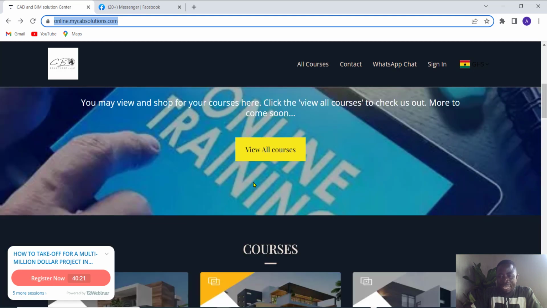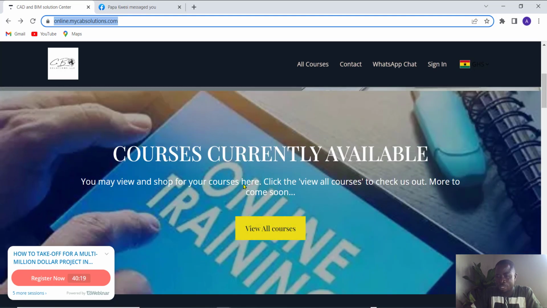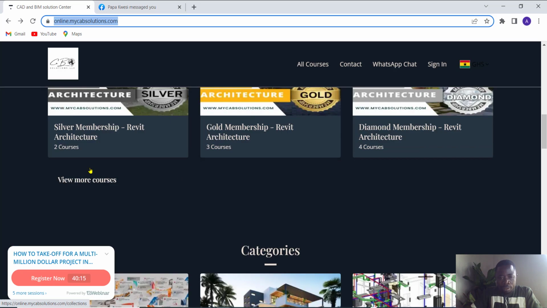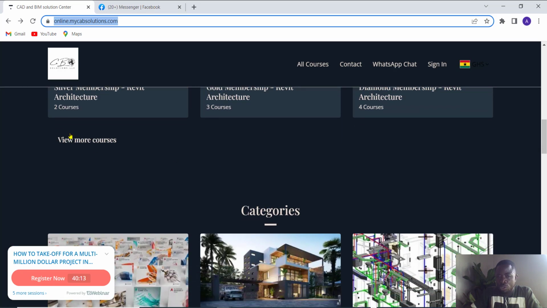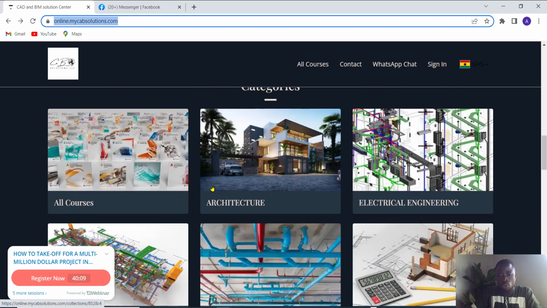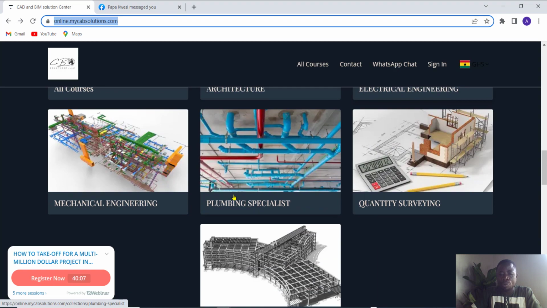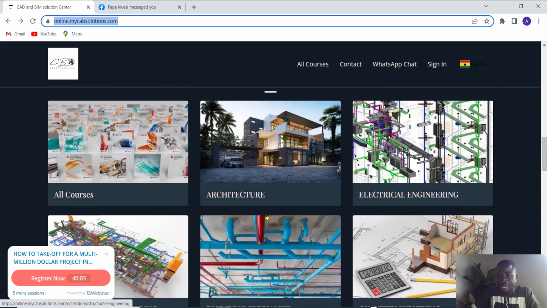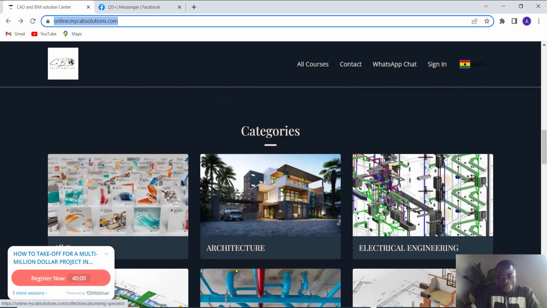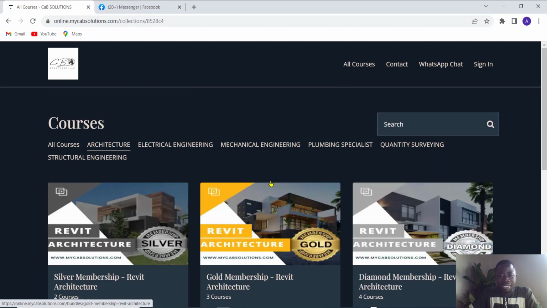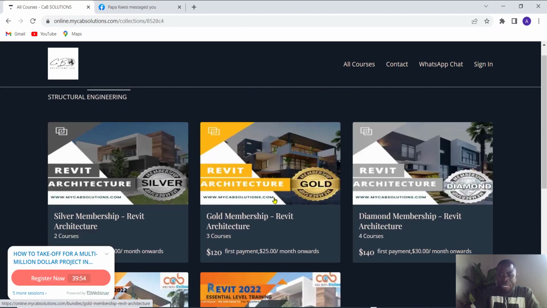Now, down here, you can view all the courses which are available. So the courses that we have, they are all here. As you move in, you can view more of the courses and you can see all of them. We've categorized them as well. So we have architecture, electrical engineering, mechanical, plumbing specialist, quantity surveying, and structural engineering. So when we go to architecture, we can see the courses we have here.